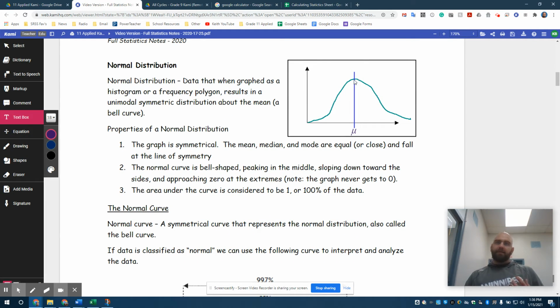It peaks in the middle here, and then it slopes down to the sides on both sides. It never actually gets to zero. It gets very close, but it never gets right to zero. And the last thing is that the area underneath here, which represents all the data points, 100% of the data points, are going to fit inside of this area. And so that's our cue there. All the data should fit underneath this area.